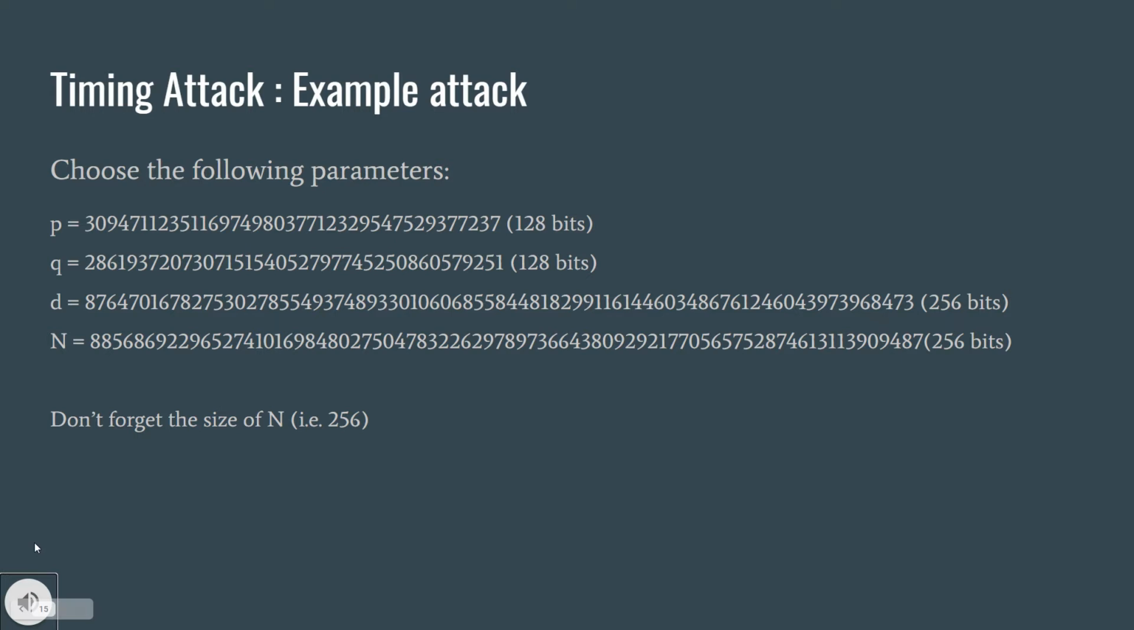Example attack. We choose the following parameters: P of 128 bits, Q of 128 bits, D of 256 bits, and N as the product of P and Q, which is 256 bits. Don't forget the size of N, it's 256.